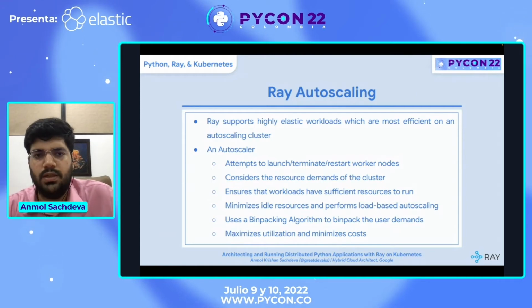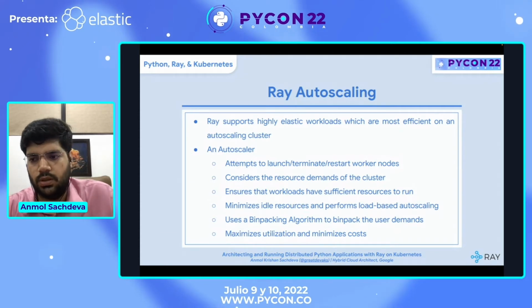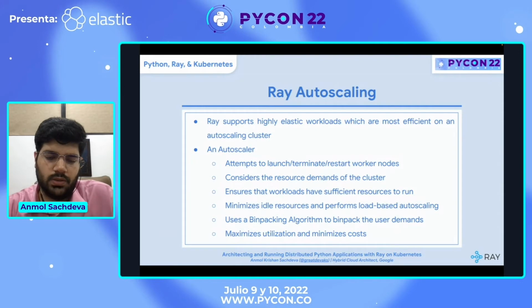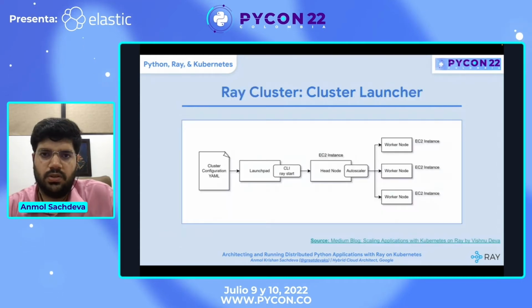All of these things are taken care of by the autoscaler component, and ultimately because of this you have quite effective cost incurring. If you don't need worker nodes, they are scaled down, and then you minimize the cost. Basically your aim is to maximize utilization and minimize or optimize the cost.